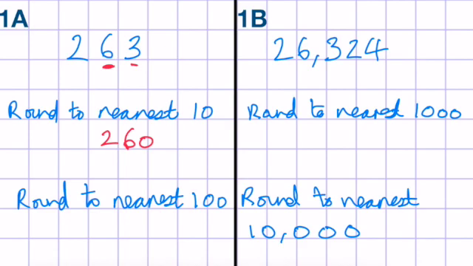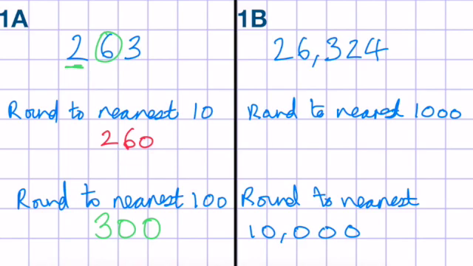Now 263 to the nearest 100. So if we look again at that number, the 2 is in the hundreds column, so it's either going to be 200 rounded down or 300 rounded up. And we have a 6 in the tens column. That's how we make our decision. So we're going to round up because it's 5, 6, 7, 8, 9, you round up. So that would be 300 to the nearest 100.